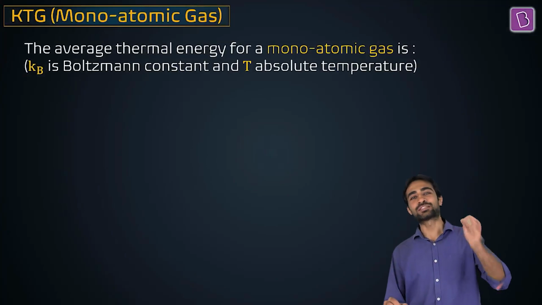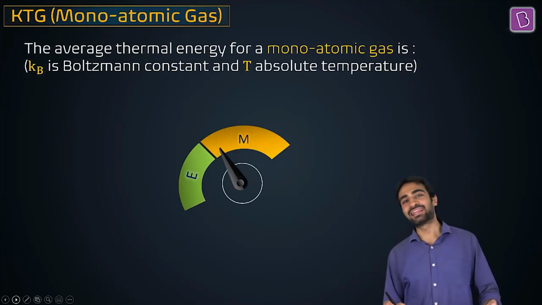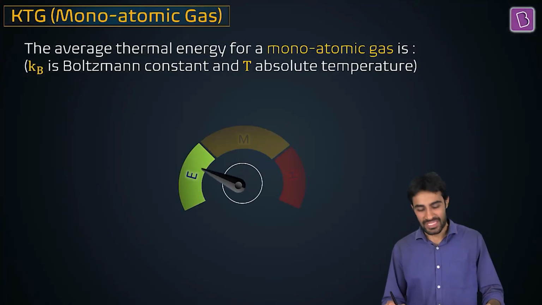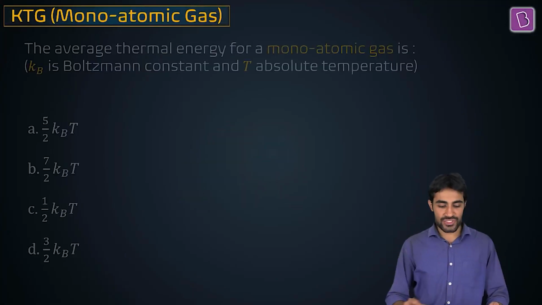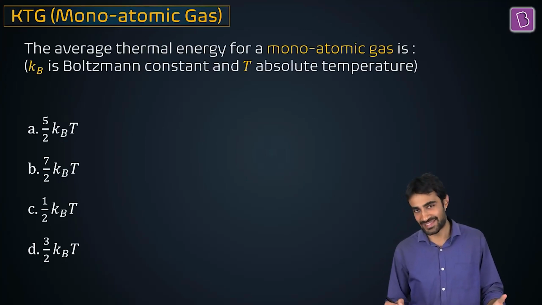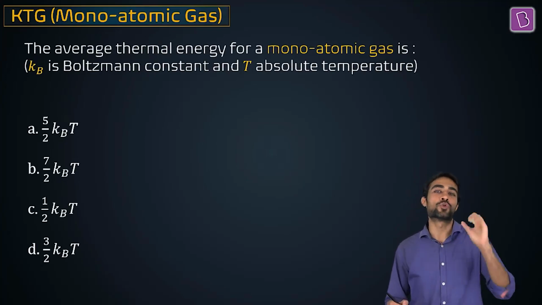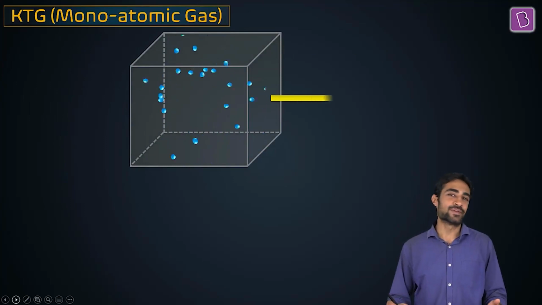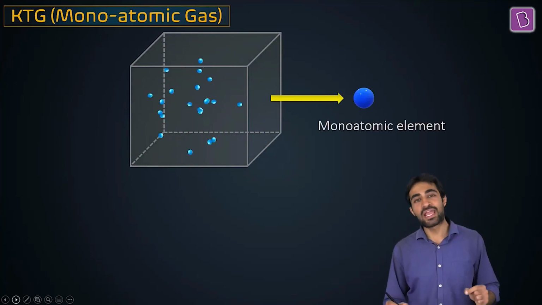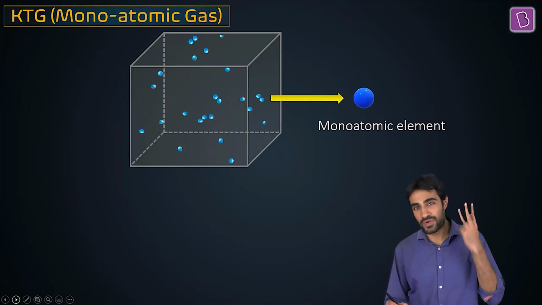Let's see this awesome question on kinetic theory of gases, and this is an easy one. The question says the average thermal energy for a monoatomic gas is... Now what is the kinetic energy per molecule for a monoatomic gas? Let's say the temperature is T. So we can see for a monoatomic gas we have 3 degrees of freedom, only 3 translational degrees of freedom.